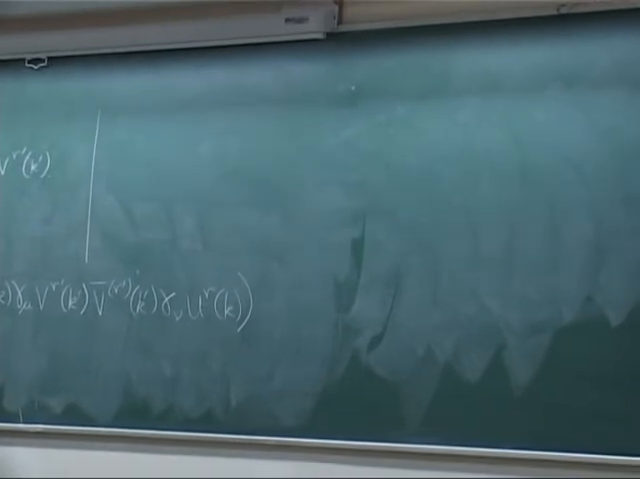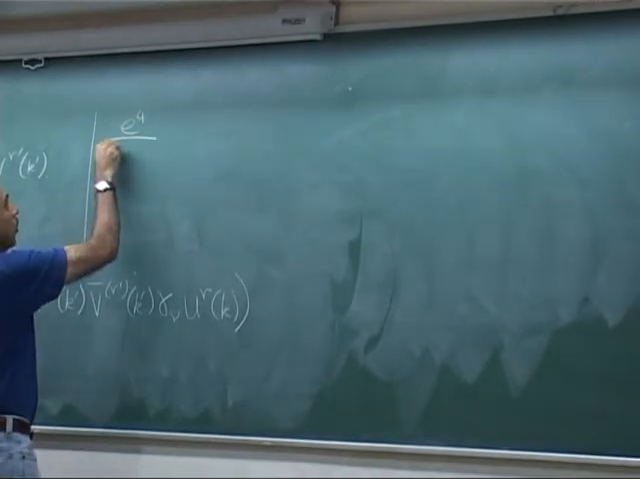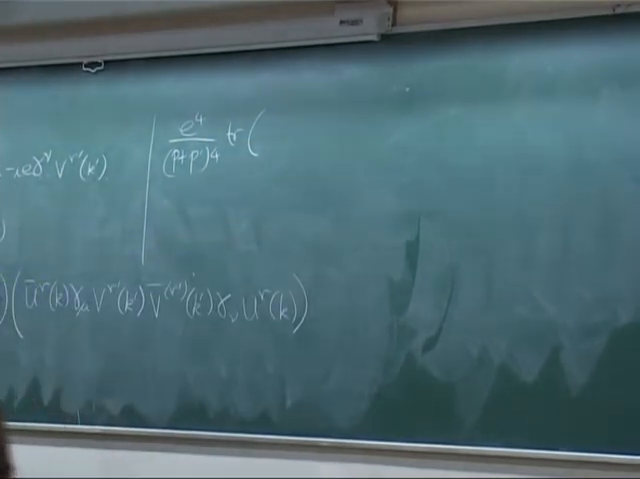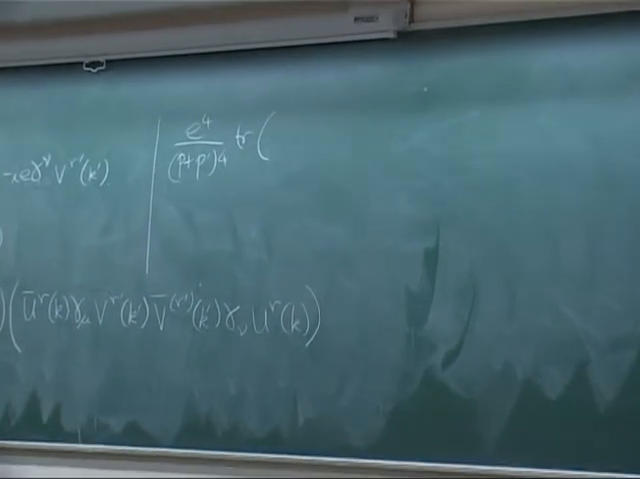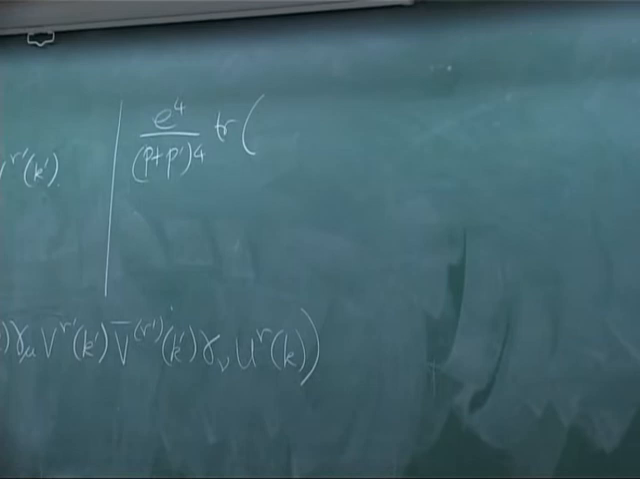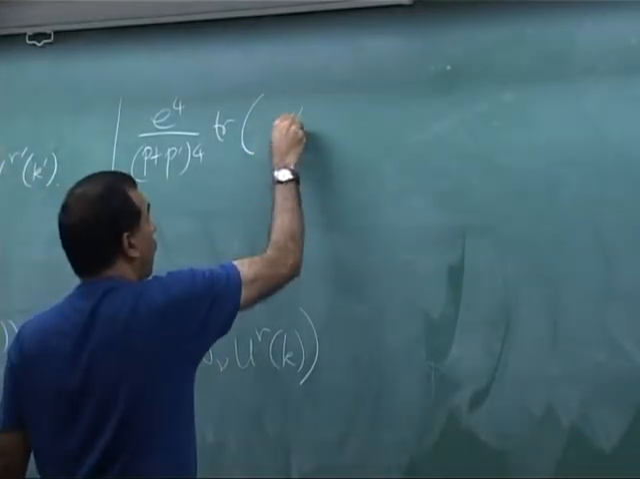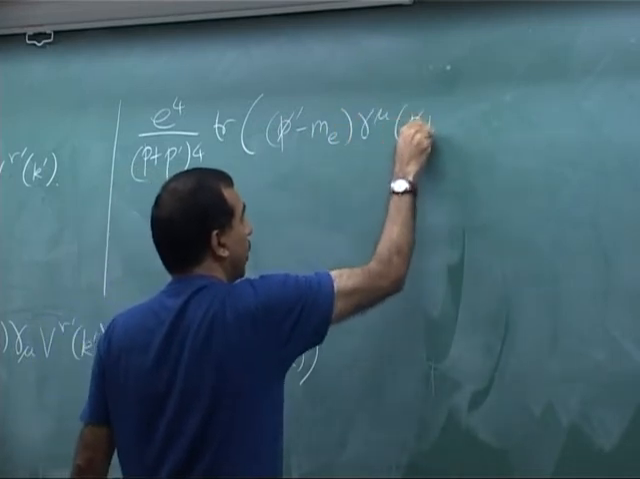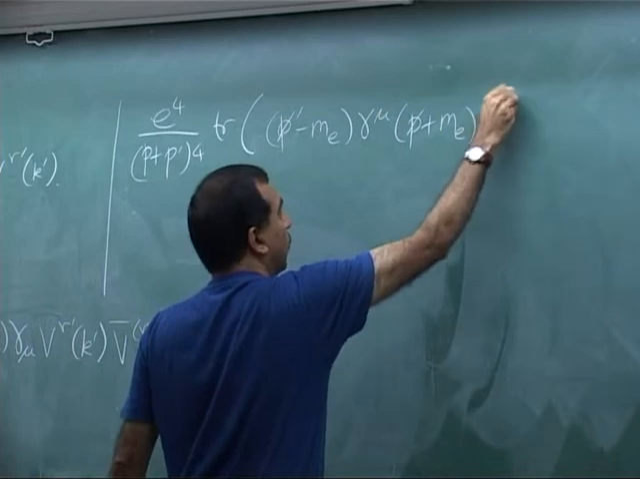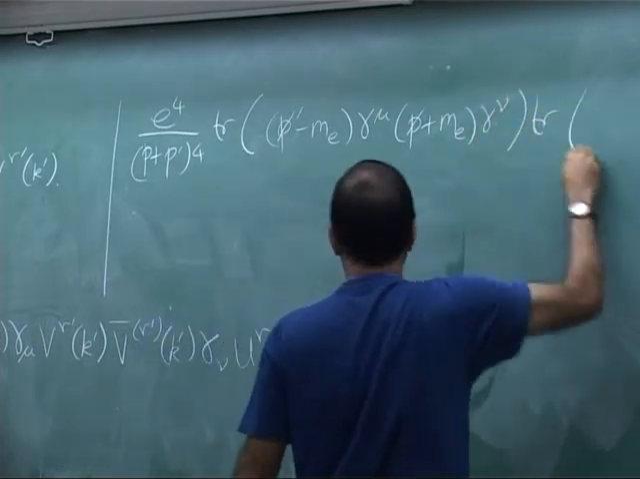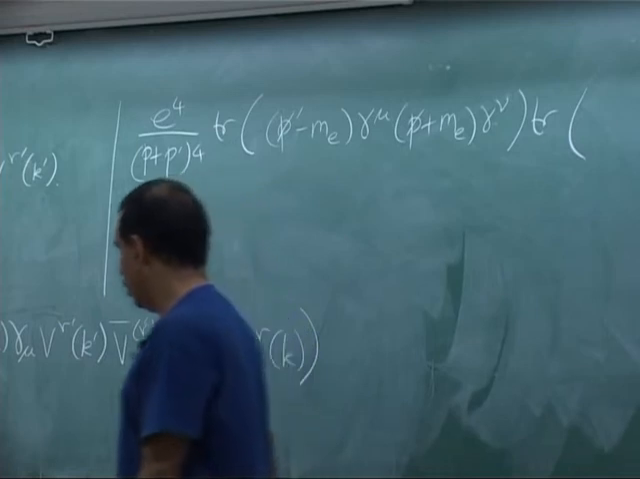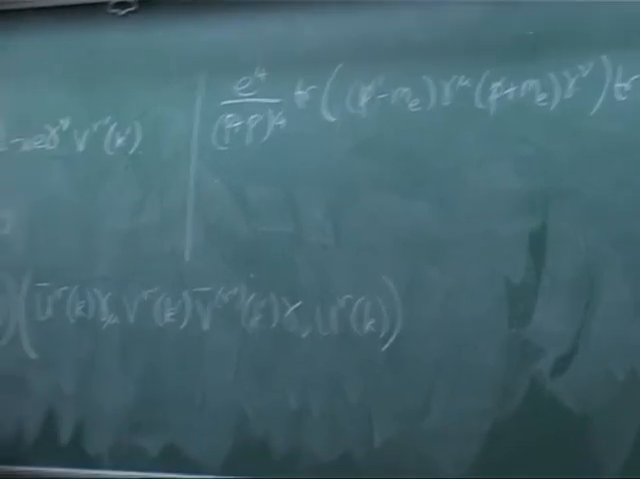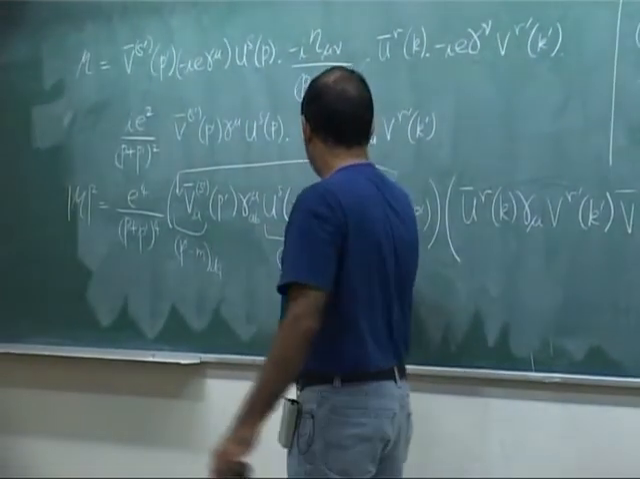E to the fourth over that in front, then a trace, and the trace is P slash prime minus M_E gamma mu, P slash plus M_E gamma nu, and a separate trace for this other factor. Also please notice this is the incoming positron and the incoming electron. Okay, this one came from the dagger.